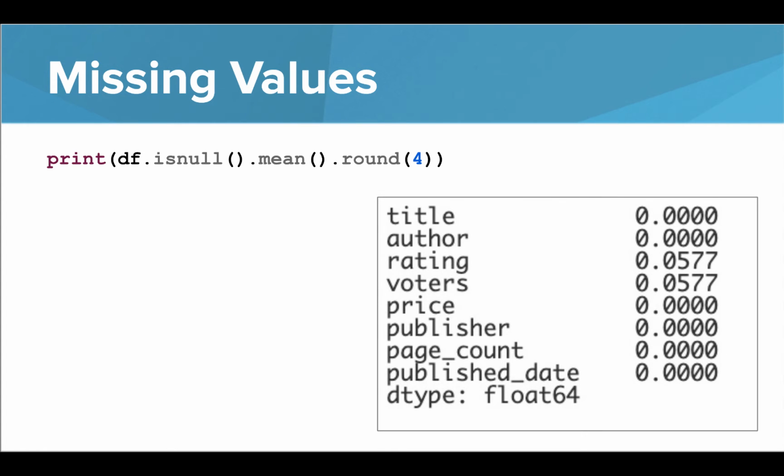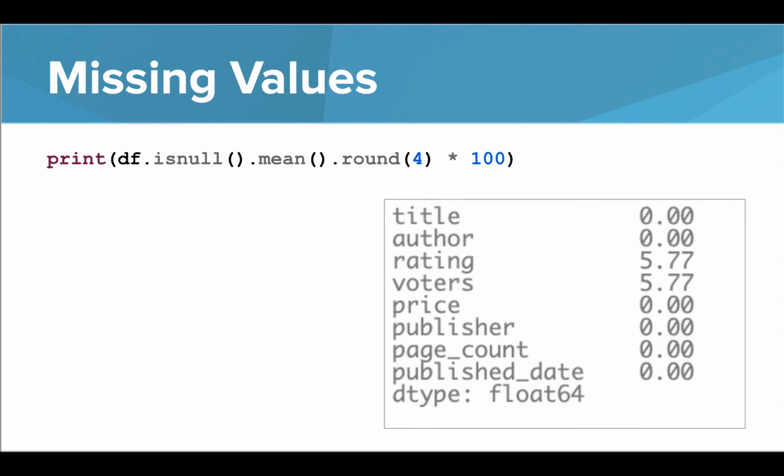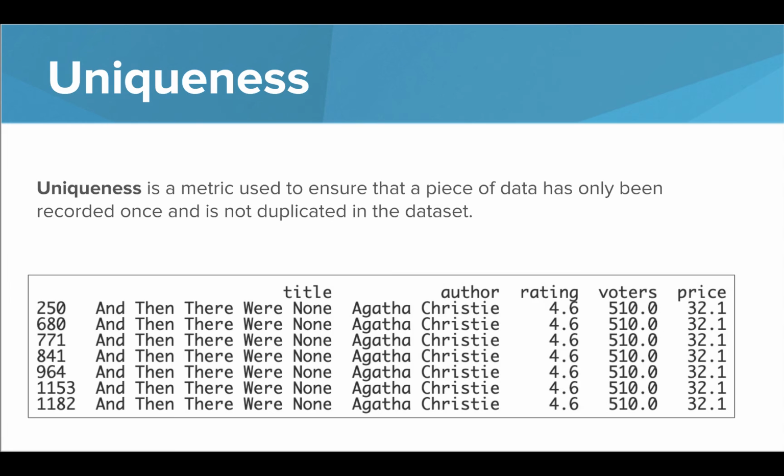That looks much better. We can also multiply it by 100 to clearly see the percentage. This shows that only 5.77% of values are missing in the rating and voters columns. Even though this is a relatively small percent of the dataset, you'd still want to investigate to see if this missing data is random or representative of a certain subgroup to avoid bad or biased data.